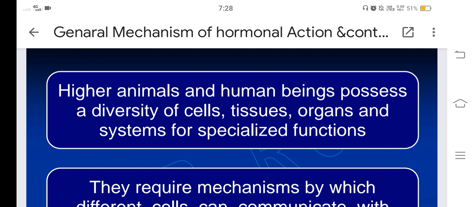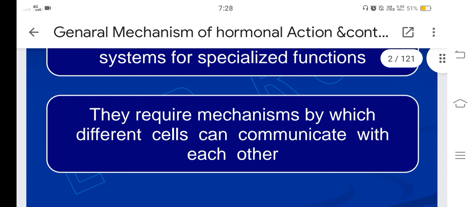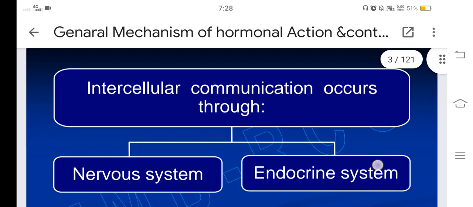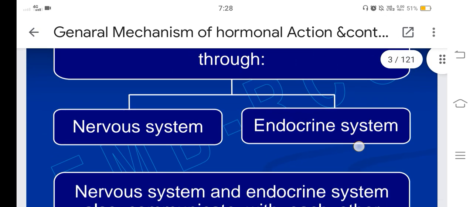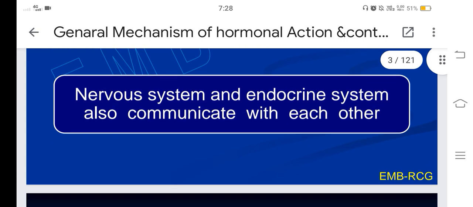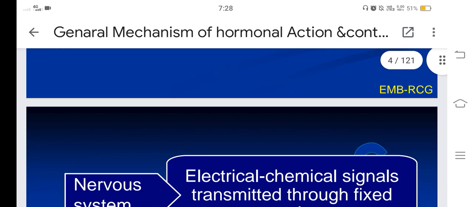Hormones, general mechanism of hormonal action. Higher animals and human beings possess a diversity of cells, tissues, organs, and systems for specialized functions. They require mechanisms by which different cells can communicate with each other. Intercellular communication occurs through the nervous system and endocrine system. The nervous system and endocrine system also communicate with each other.